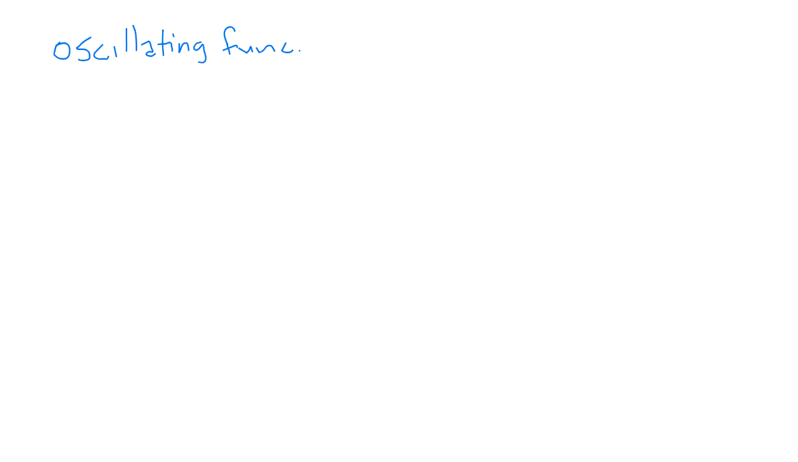Now, as we said earlier, trig functions are usually going to be the ones most likely to oscillate. So let's go ahead and say that we have some function f of x equals the cosine of pi over 2x.